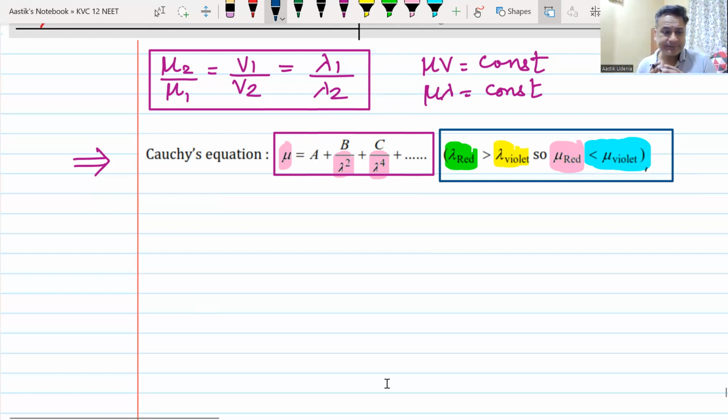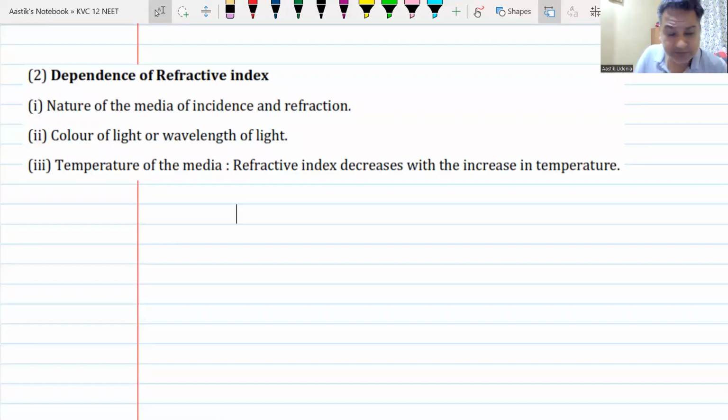Noted it down? Yes, sir. Then comes the same thing, written more point-wise. On what all factors does the refractive index of a medium or glass depend? The question has come many times in NEET. It's an information based question and you will have to note it down as it is.